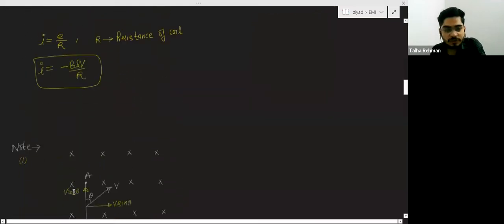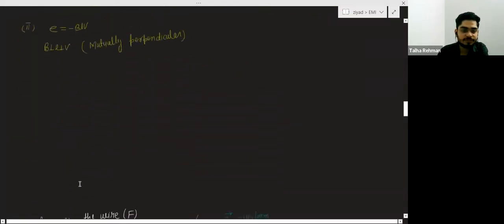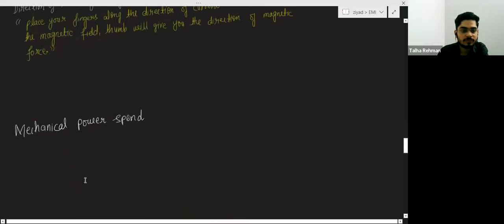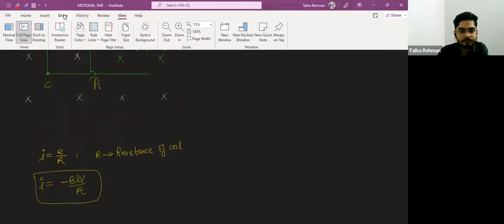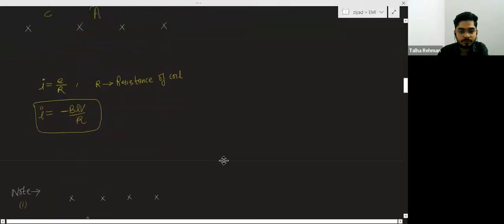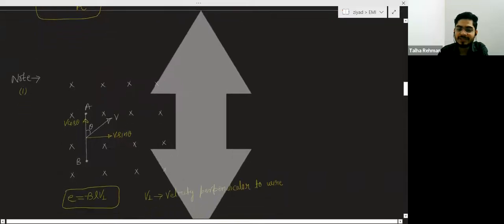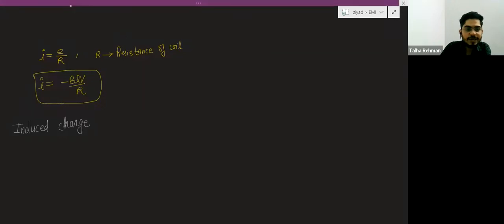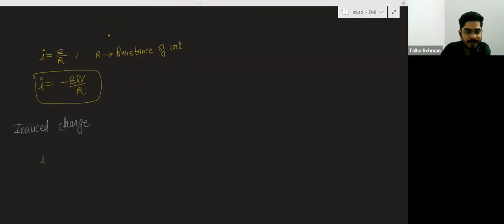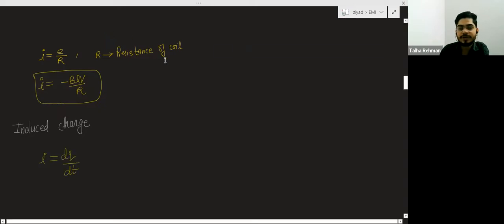Now we will find the induced charge. Charge induced we can calculate with current. We know that current is given by dq by dt.